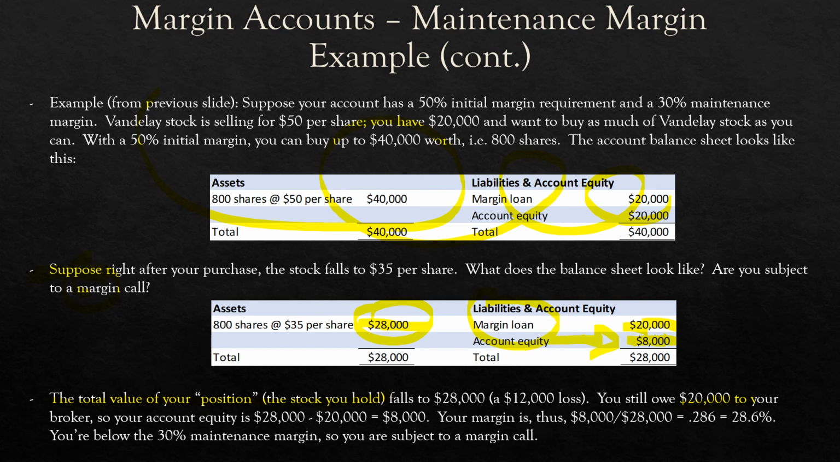So your margin at that point is the $8,000 divided by the $28,000, or 0.286, or 28.6%. So you're below the 30% maintenance margin, so you are subject to a margin call.